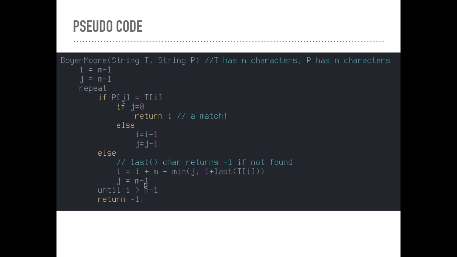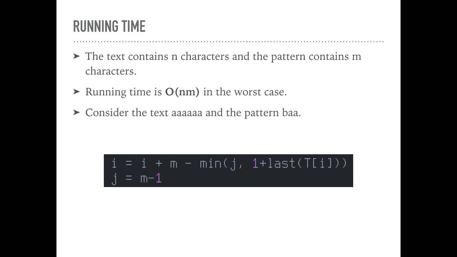And then we're just going to reset j to looking at the end of the pattern. We're looking at the last thing again. And anyway, we'll do this for a while, and if we don't find it, we'll just return minus one, not found. So we'll talk about the running time, and we'll show another example here that's more difficult.